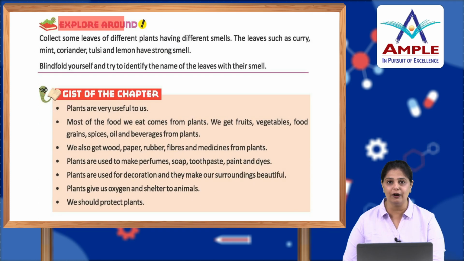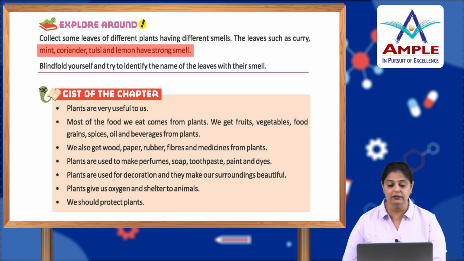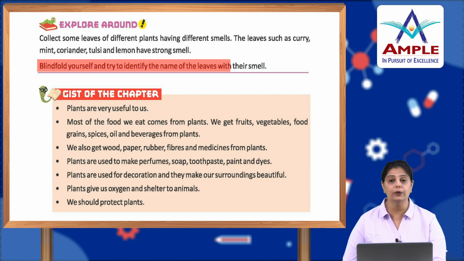Now let's explore around. You have to collect some leaves of different plants having different smells. The leaves such as curry leaves, mint, coriander, tulsi and lemon have a strong smell. Blindfold yourself and try to identify the name of the leaves with their smell. So do this activity: collect the leaves of different herbs. These are mainly herbs and shrubs. Smell them once, keep them aside, then blindfold yourself and try to recognize them. You can play this as a game with your friends as well.